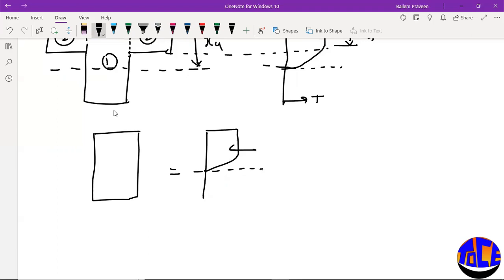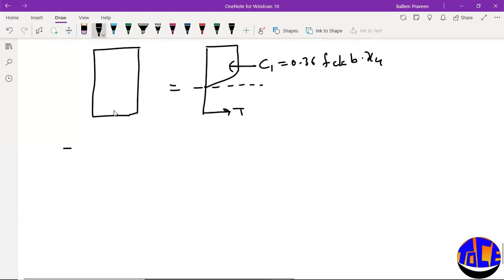Okay, so you will have C1 and here you will have T. So C is equal to 0.36 fck b xu, just like a rectangular section. And another you will have flanged sections, something like this. Here you have a rectangular section that we have already considered.